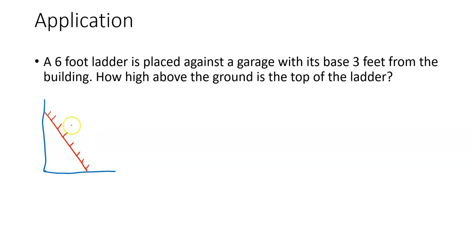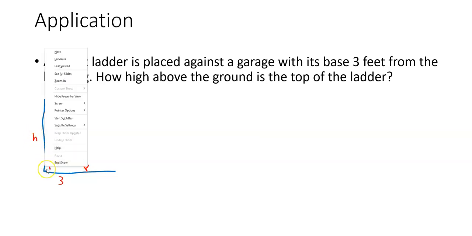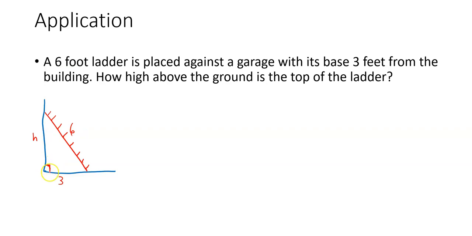Now, it tells us the ladder is 6 feet, so that's fixed. It says the base is 3 feet from the building, so there's 3 feet from the building. How high above the ground is the top of the ladder? So that's H. We assume the building and the ground make a right angle, and we've got ourselves a right triangle. If you remember the Pythagorean theorem, maybe from a high school geometry course somewhere, the two legs are A and B, the hypotenuse is C.